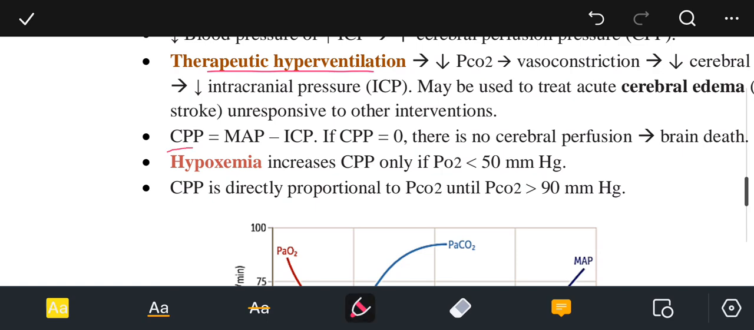Cerebral perfusion pressure is equal to mean arterial pressure minus intracranial pressure. Mean arterial pressure is the arterial pressure that is present throughout the body, and intracranial pressure is the pressure which is present inside your skull, inside your cranium. So if the intracranial pressure is less than the mean arterial pressure, then definitely the blood will flow into the brain. But if the intracranial pressure is equal to or more than the mean arterial pressure, no blood flow will occur towards the brain, and that will lead to ischemia or ischemic stroke of the brain.